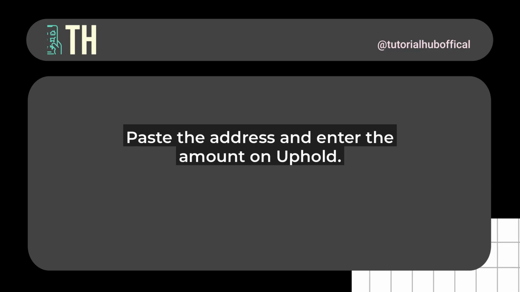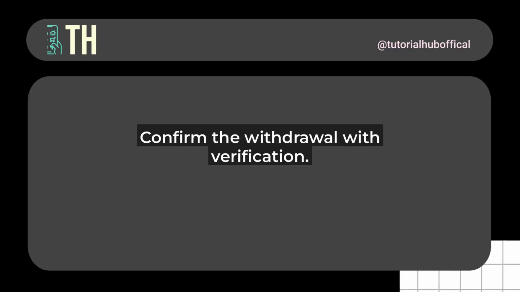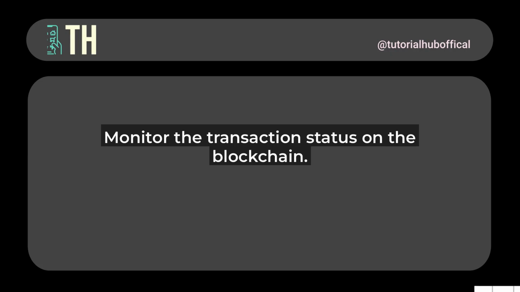Now, back on Uphold, click on the withdraw option for USDT. Paste the Kucoin address into the recipient field. Specify the amount you want to transfer, and select the network that matches what Kucoin supports. Before you confirm, review everything. Transaction fees could vary based on blockchain updates in 2025. Hit confirm, and you'll get a verification code via email or app. Enter it to finalize the withdrawal.